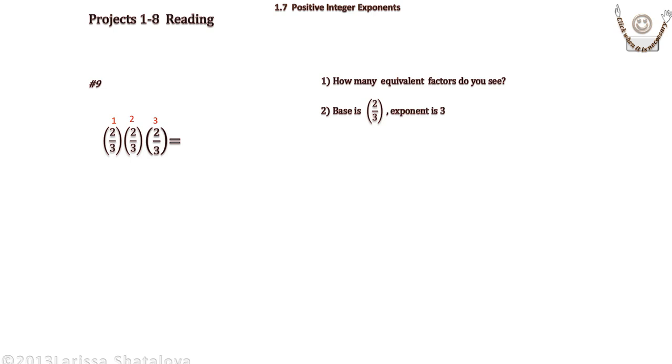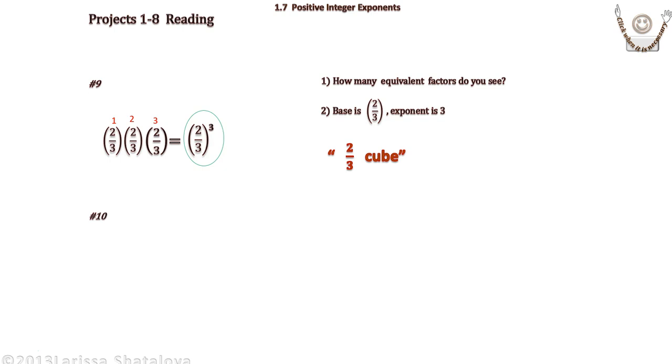Next example. +2/3 times +2/3 times +2/3. The question is, how many equivalent factors do you see? 1, 2, 3. So now base is 2/3. Base is a fraction and exponent is 3. How can we read this? 2/3 cube, or 2/3 to the third power.